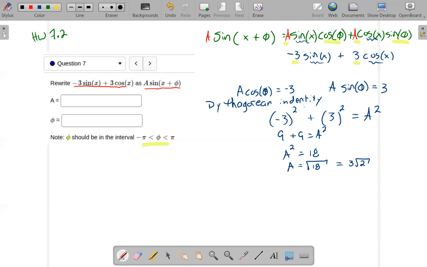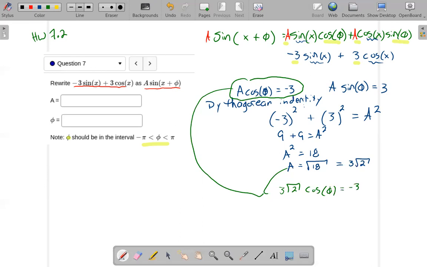Next, we have to find a value for phi. So I usually grab the cosine to do that. Now combining this with this, I get 3 square root of 2 cosine of phi equals -3. Divide by 3 square root of 2. Cosine phi is -3 over 3 square root of 2. That reduces to -1 over the square root of 2, or negative square root of 2 over 2. And I recognize, hey, I know that value right there.